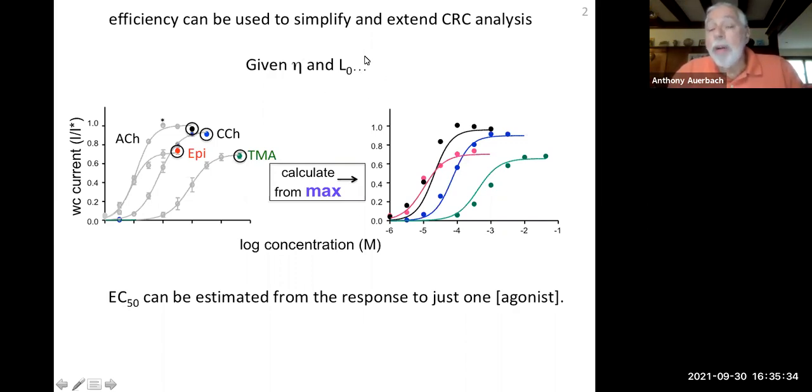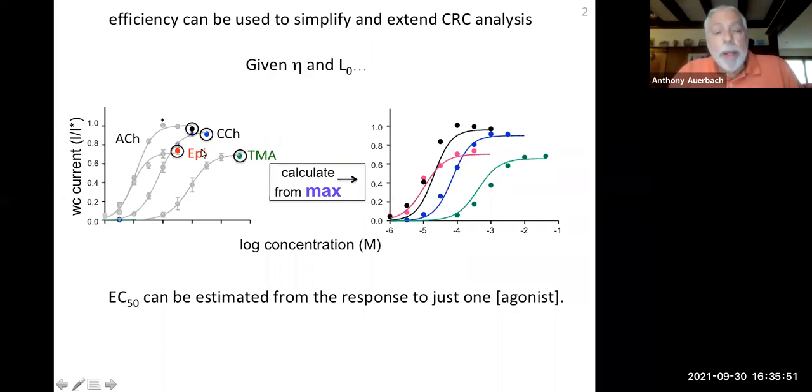And of course, L0, once you measure it once, you're done. So L0 is going to be known for every receptor sooner or later. So once you know L0 and you can guess at efficiency from structure, that is when this becomes useful. Or maybe you need the structure of the binding site too. But in any case, here's what we did.